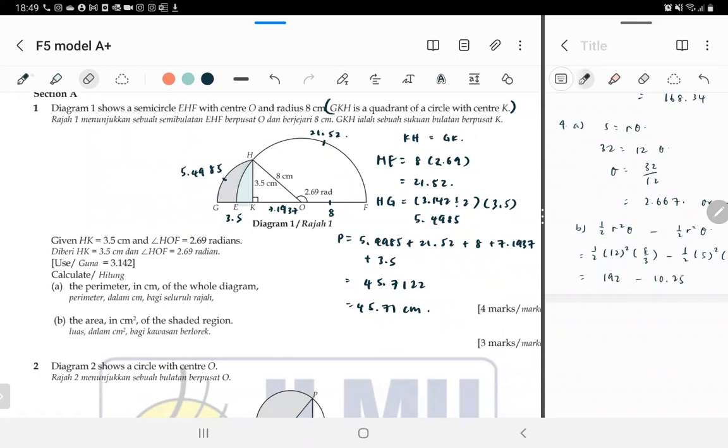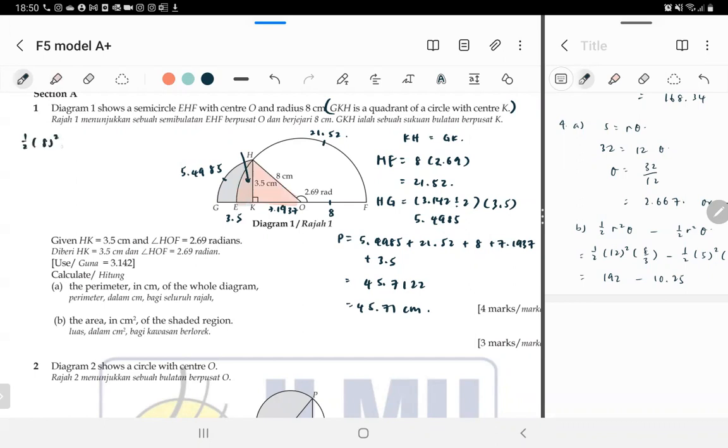Okay. If you want to find the shaded region, you will need to find this area first. First find part of the semicircle. It is part of the semicircle, but you don't need to use the whole semicircle. You just need this sector, and then minus a triangle.